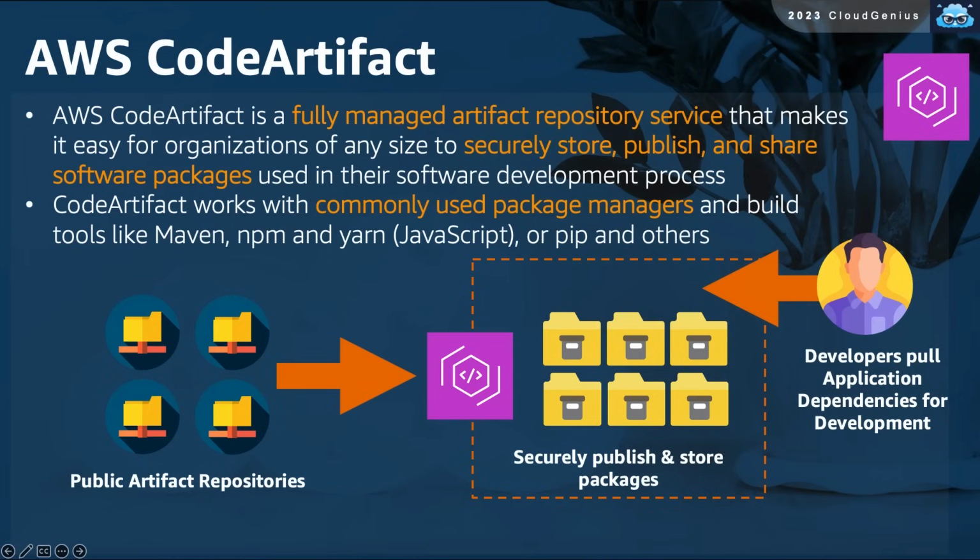One of the main benefits of AWS Code Artifact is its security and access control features. It allows fine-grained permissions and integrates with AWS Identity and Access Management, IAM, ensuring that only authorized users can access specific artifacts.